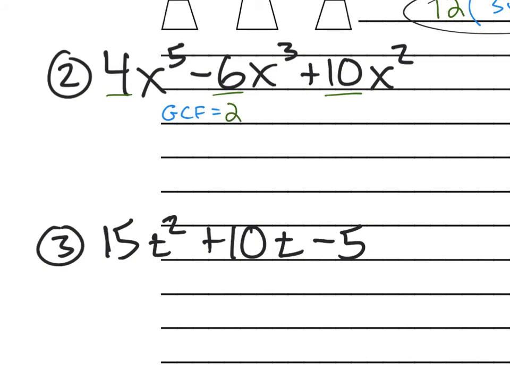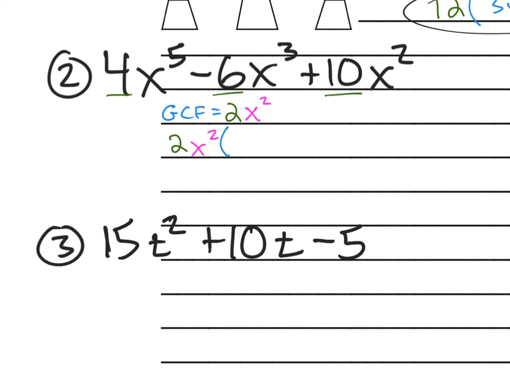So 2. And now look at the variables. We do have a variable term in all of them. So we're going to take our smallest variable power, that's x squared. Since x squared can fit into all the other ones, that's part of our GCF. Now we're going to write the factored form by dividing each of these terms by 2x squared. To start writing our factored form, we always have to have our GCF first. So 2x squared, that's our first factor of this polynomial. And we're multiplying against the reduced one here.